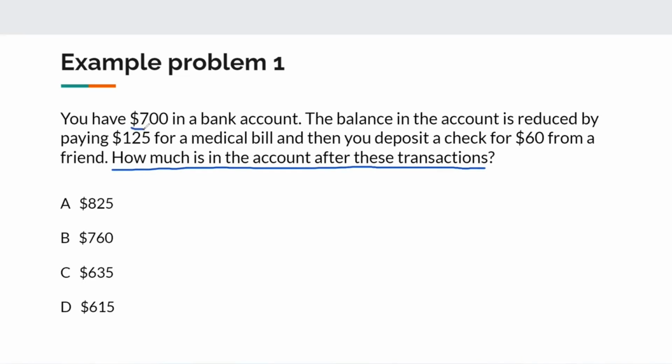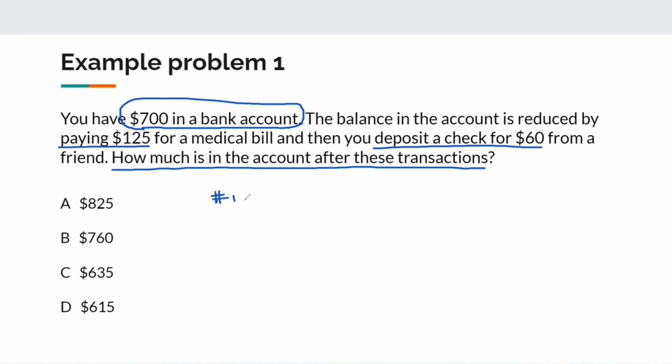We had $700 in the bank account at the beginning of this problem. Then we paid a $125 bill and we deposited a check. That's really all we need here. There isn't any unneeded information really. So we can think of this as 2 steps.